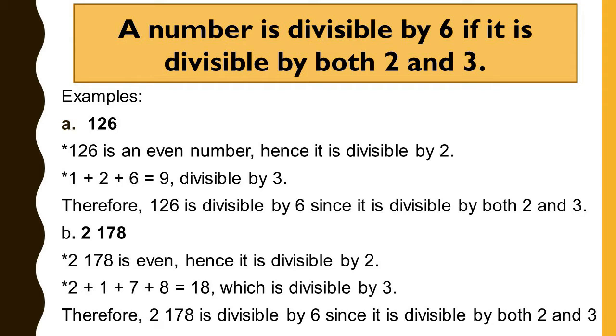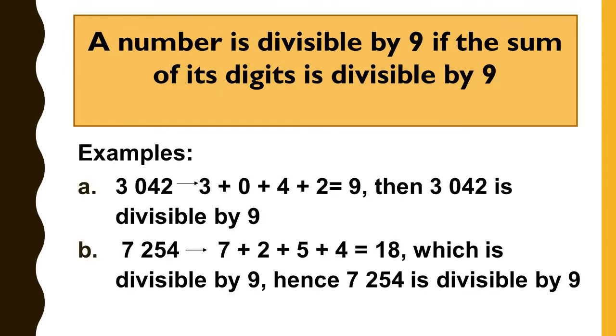Let us identify if 2,178 is divisible by 6. 2,178 is even, hence it is divisible by 2. 2 plus 1 plus 7 plus 8 is equal to 18, which is divisible by 3. Therefore, 2,178 is divisible by 6, since it is divisible by both 2 and 3.